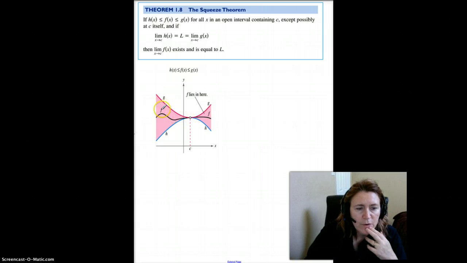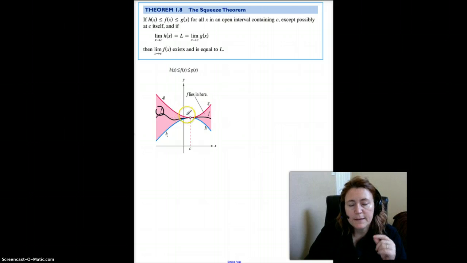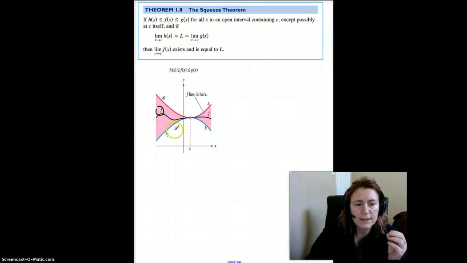If I can show that f is always between g and h, and the limit of g as x goes to c and the limit of h as x goes to c are the same limit, then clearly the limit of f as x goes to c must equal that limit as well. It's kind of a sneaky way. You're basically trapping f between g and h.